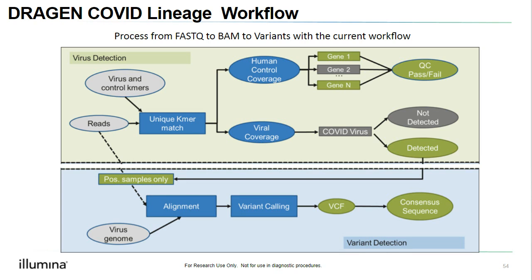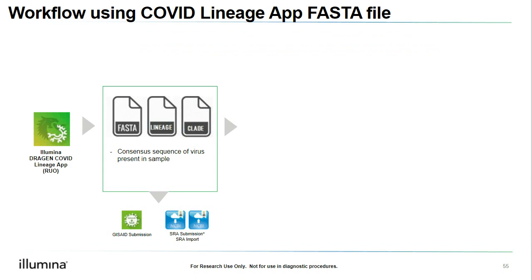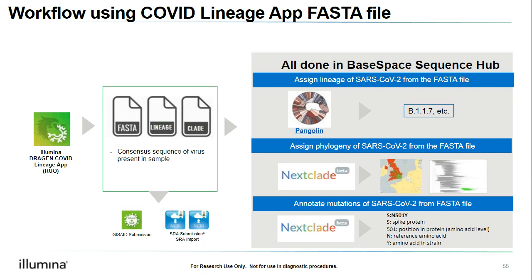The main difference in this app is that the lineage assignment is performed by Pangolin and the mutation annotations and clade report is performed by NextClade, and they are all built in this app. So the final output of this app is that you can get the lineage and clade information for SARS-CoV-2.